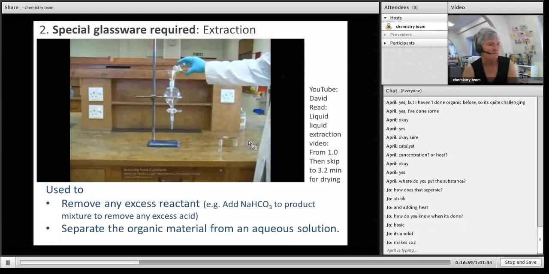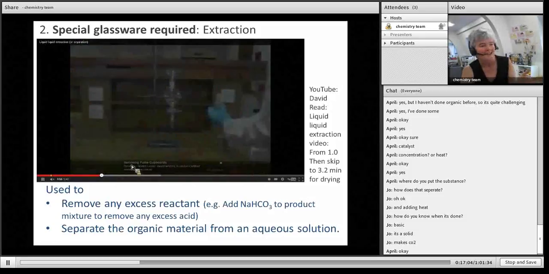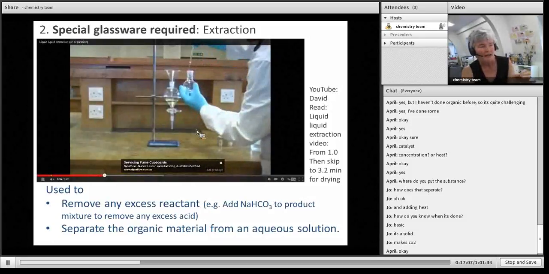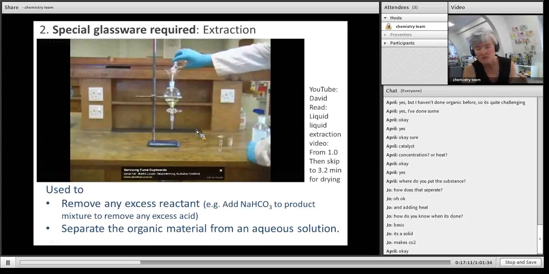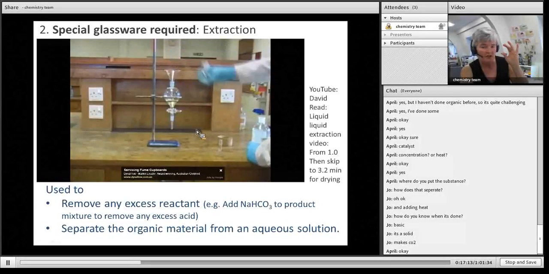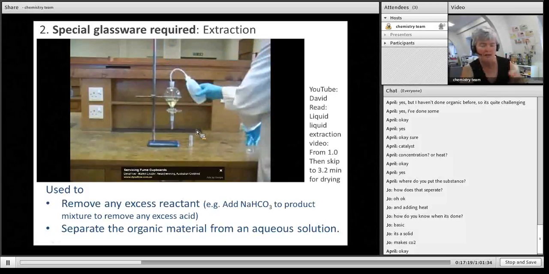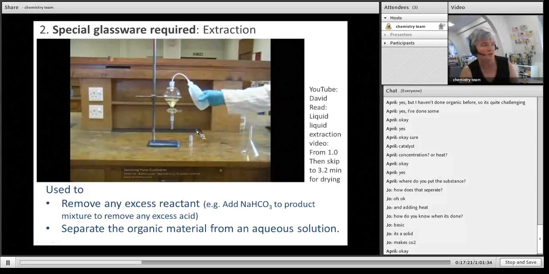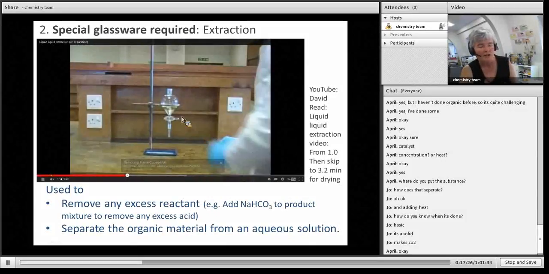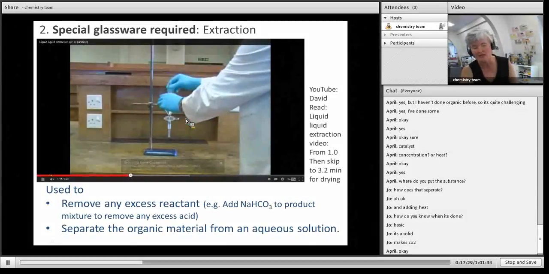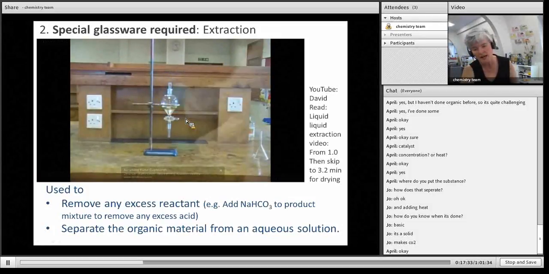So now what I've got here is a separating funnel. And so if I've, for instance, added sodium carbonate solution, so here I've added it as a solution. So I've got the aqueous sodium carbonate and I've got my organic liquid layer, and they're immiscible. So I'm forming two layers there. I don't know if you can see those two layers. And using a separating funnel is a way of separating the organic layer from the aqueous layer.